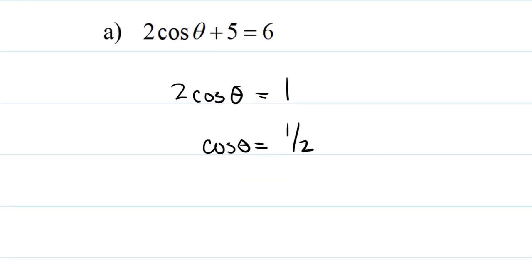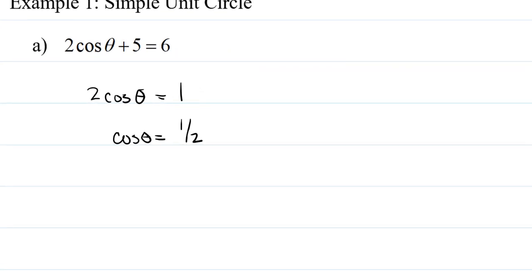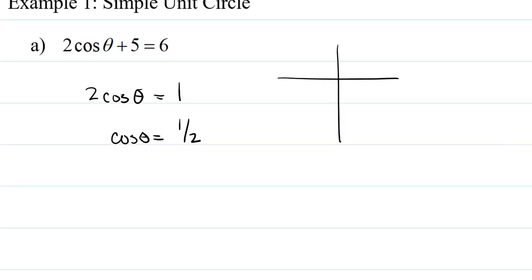Now, that is nice because it is right on the unit circle. So you want to think to yourself, okay, self, where on the unit circle is that? So cosine is positive, and it is 1/2 up here at 60 degrees, and then down here again at 300 degrees, or pi over 3 and 5 pi over 3. So those are the two different areas where they are.